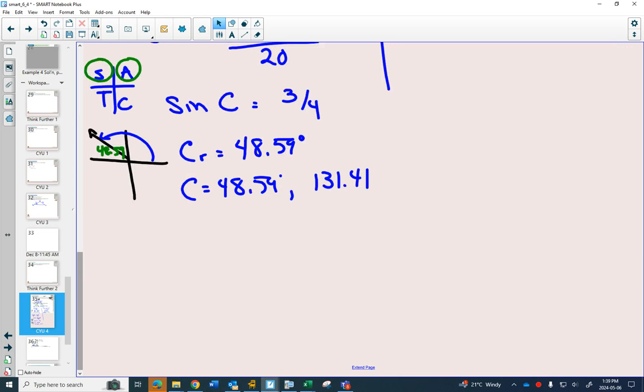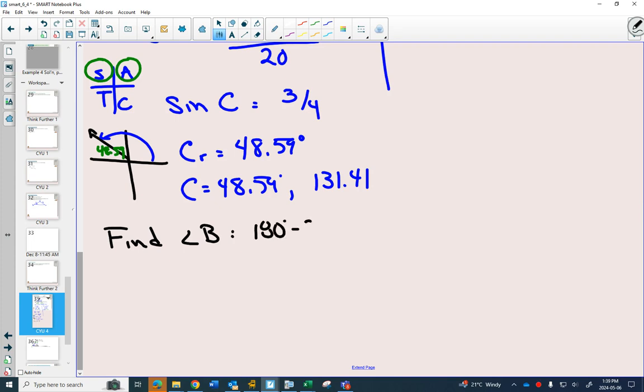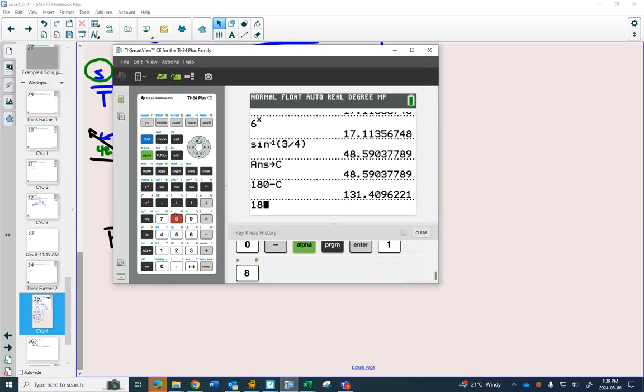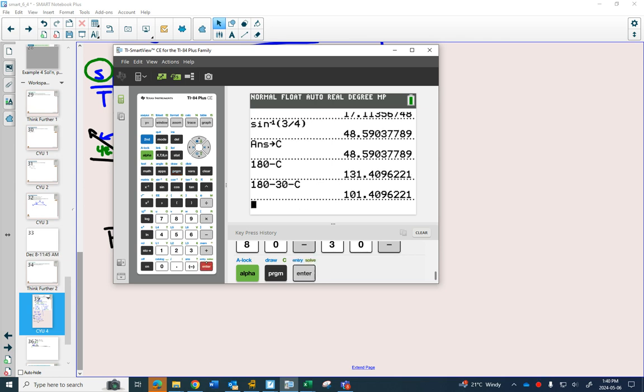So we found c. Next, we can find angle b, because you could take 180 degrees minus the 30 degrees minus the 48.54, and you will get angle b is equal to... and we'll solve this triangle first. So I'm going to go to my calculator. It was sure nice that I saved it as c. Because now I can do this: 180 minus 30 minus alpha c, and I get angle b.